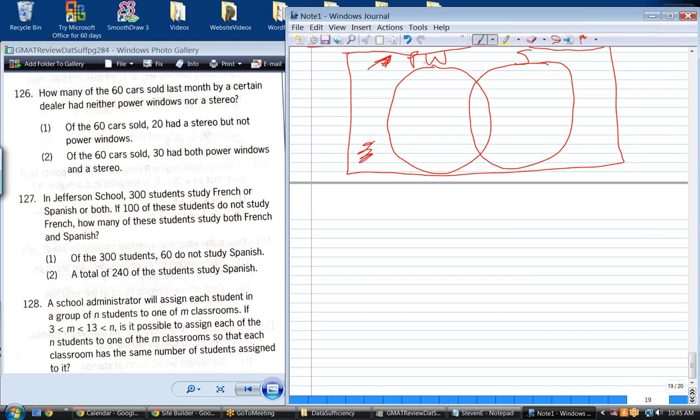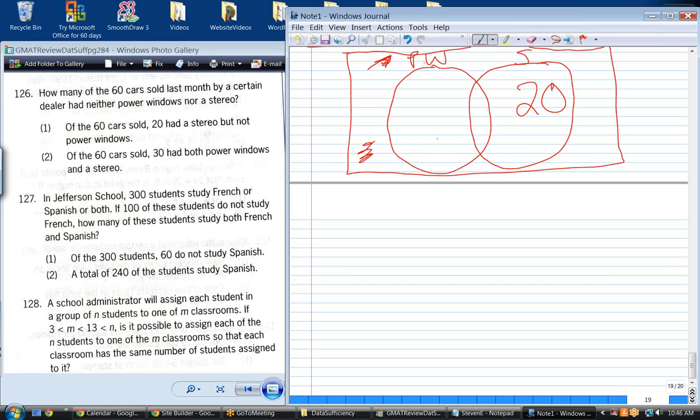Of the 60 cars sold, 20 had a stereo but not power windows. So I'm going to put 20 in here. So if there's 20, then that necessitates 20 had a stereo but no power window. So that 20 goes there, right? No, I did it differently, but maybe I'm wrong. Yeah, I think I'm wrong. Let me set it up.